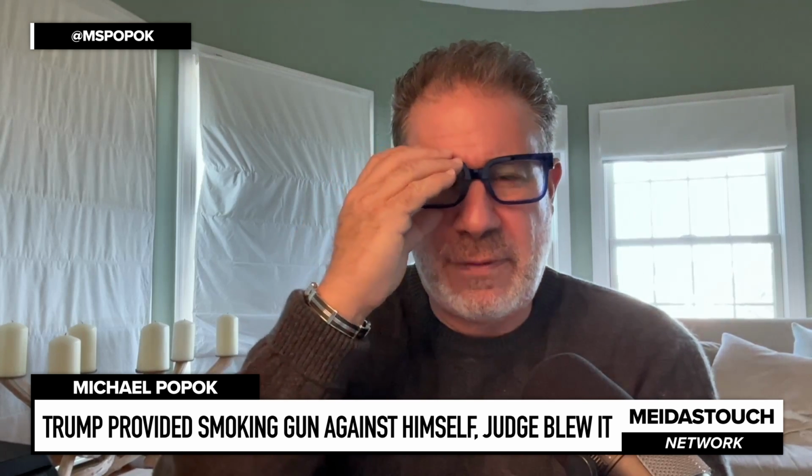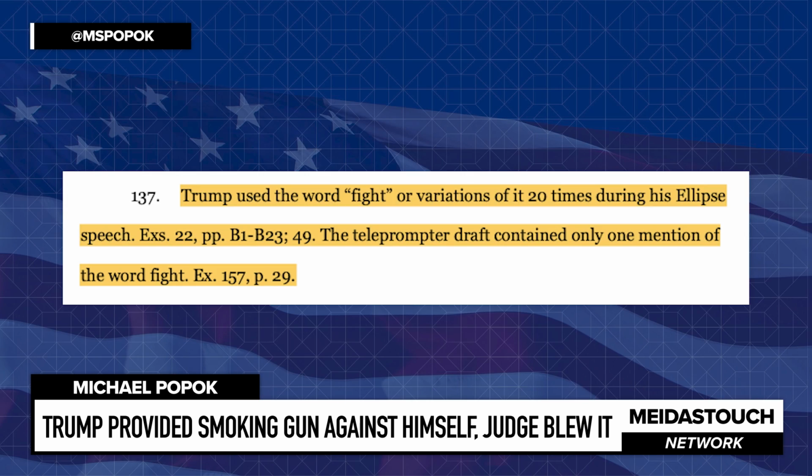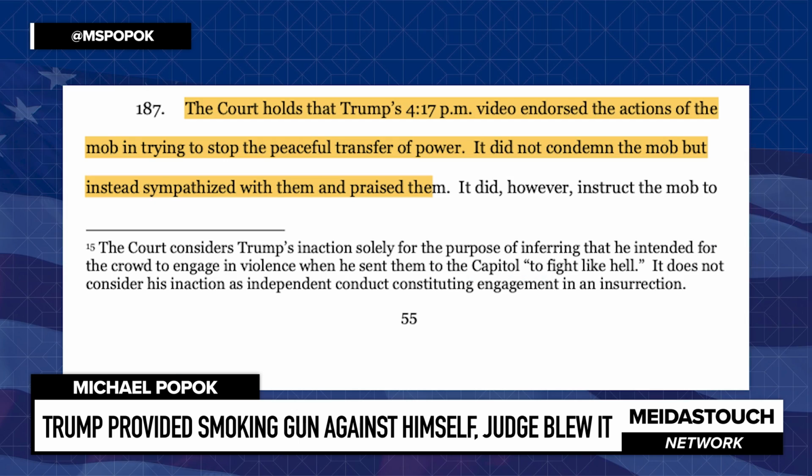Paragraph 137 of her findings. Trump used the word fight or variations of it 20 times during the Ellipse speech, which he added on his own. Let's go to paragraph 187. Apologize, but it's a 102-page decision. 187. The court holds, that's a finding, that Trump's 4:17 video, right, when he put out that video allegedly to try to quell the violence, actually endorsed the actions of the mob in trying to stop the peaceful transfer of power. It did not condemn the mob, but instead sympathized with them and praised them.